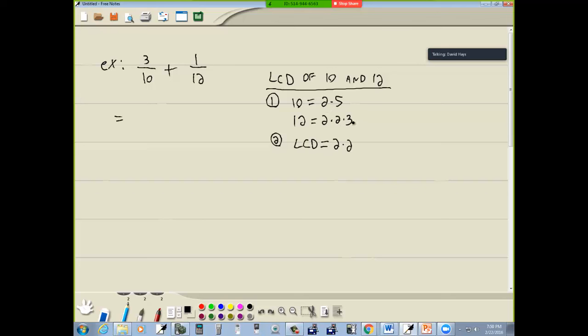Then I go to the 3. I'm looking for the greatest number of 3's on a single line. There's none here, there's 1 here, so we'd have 1. And then I'm looking for the greatest number of 5's on a single line. There's 1 here, none here, so it'd be a 1.